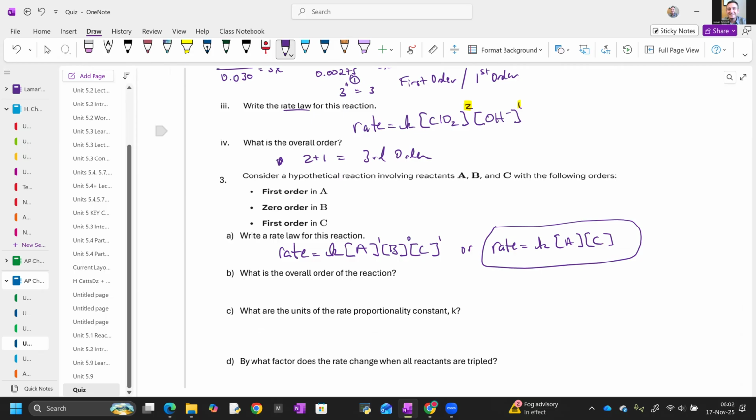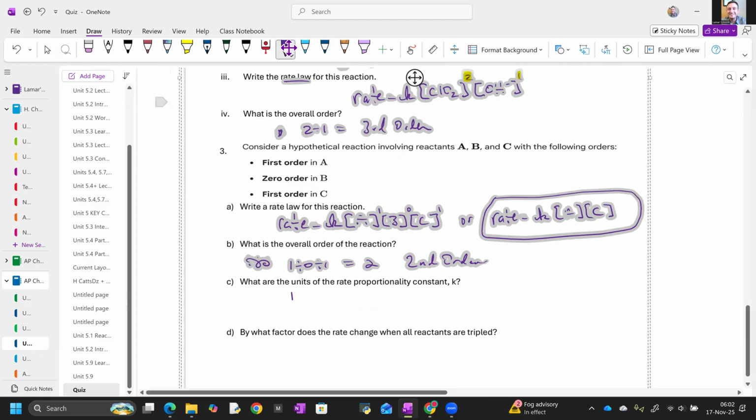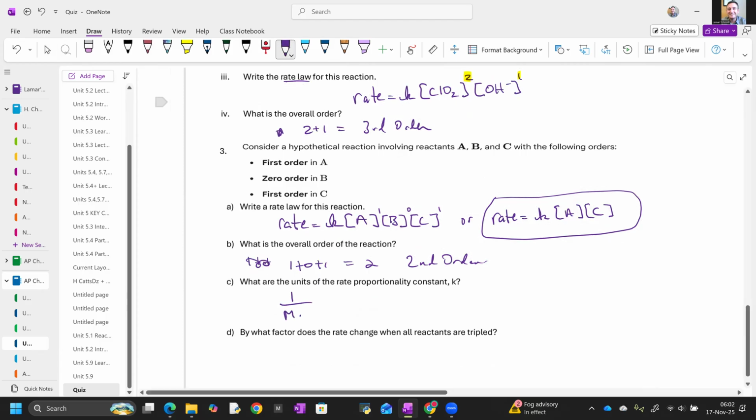It's 1 plus 1. And let's do this, 1 plus 0 plus 1. That is equal to 2, or it is second order. And then what are the units of the rate proportionality constant k? Well, for second order, it's going to be 1 over molar times second, or you could express it as molar to the -1 times seconds to the -1.